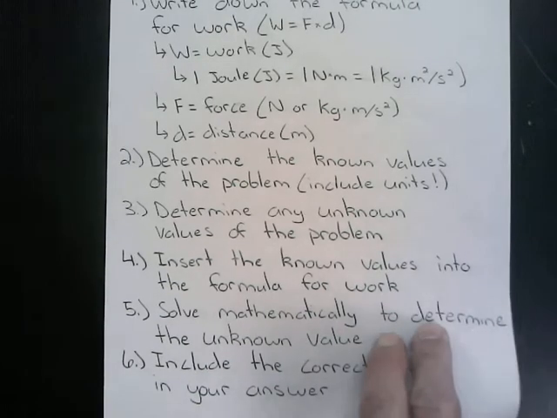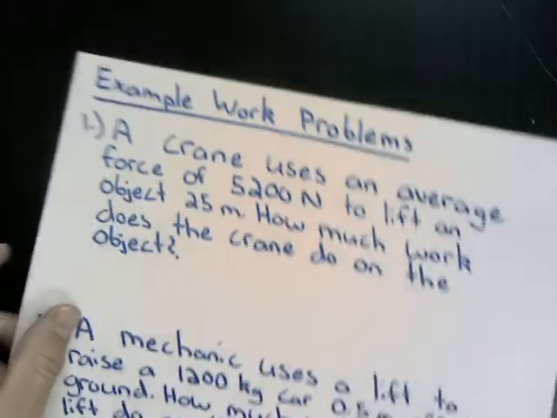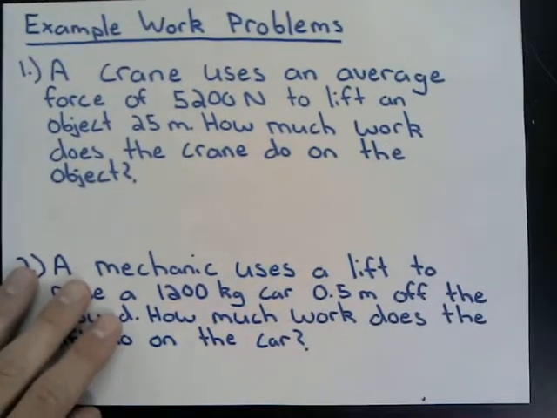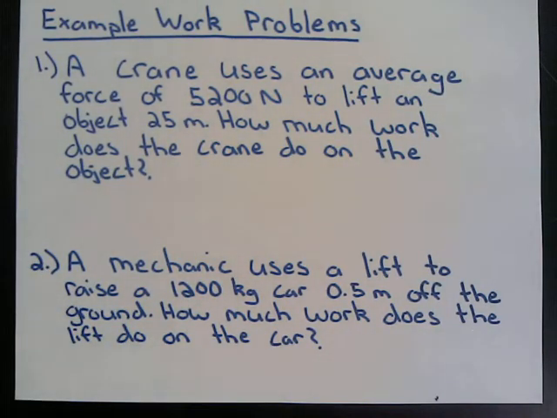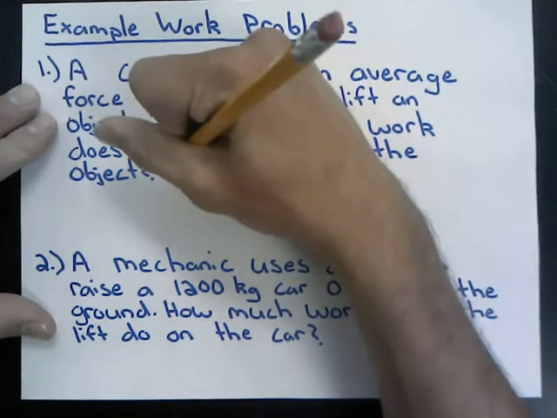So we'll transition here to our example problems, and we have this. We have a crane that uses an average force of 5,200 newtons to lift an object 25 meters in the air. How much work does the crane do on the object? Okay, so what happens here is this. We always write down our formula.